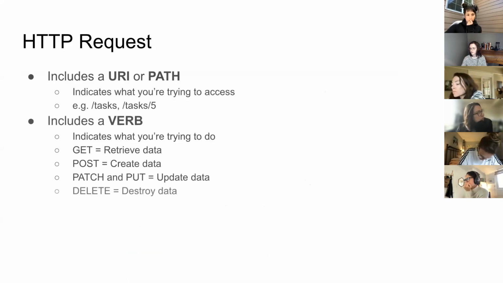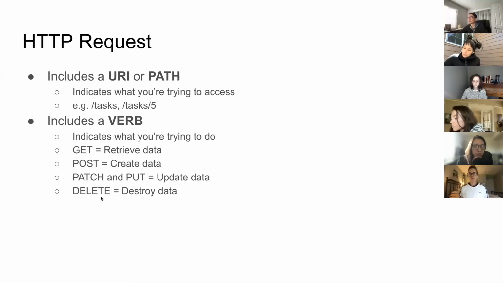And for the sake of time, I'm just scrolling through these a little quicker. So an HTTP request is going to include a URI or a path. It'll indicate what you're trying to access. In this example, we have accessing all tasks or accessing a specific task. This is denoted in the URI or the path. And the HTTP request will also include a verb. So a get would be for retrieving, a post for creating, patch and put both have to do with updating, and then delete maps to destroy.